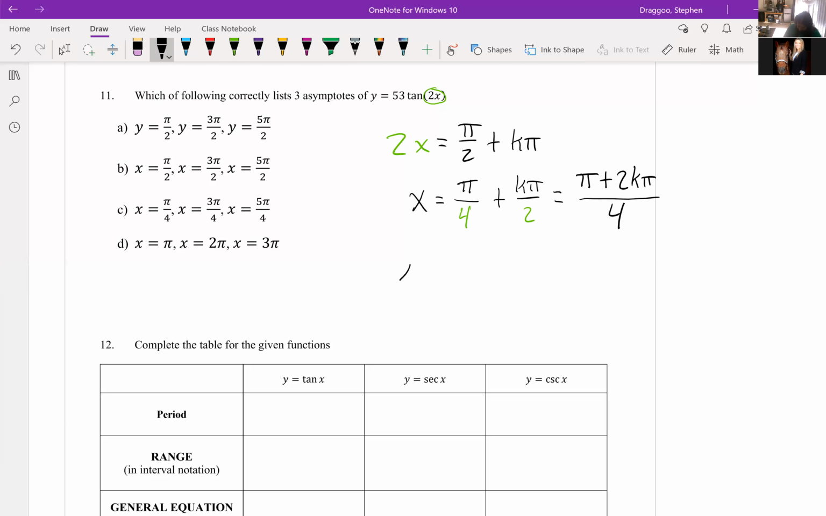Which means that if I start picking some values for k, I should get pi over 4, and then 3 pi over 4, then 5 pi over 4, then probably 7 pi over 4, and that pattern is going to continue. Down here, this is for k equals 0, 1, 2, 3. So find the one that's going to list the correct looking stuff. It looks like it's C.